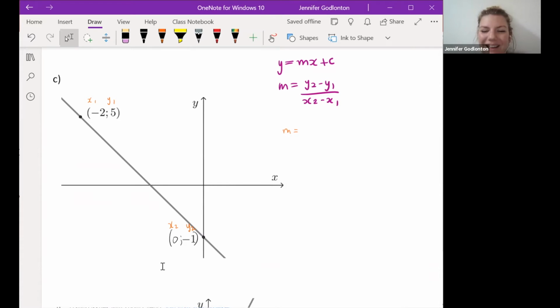Okay. So for our m, the first thing we needed to do here is recognize that we would have 0 because that's our y-intercept over there.